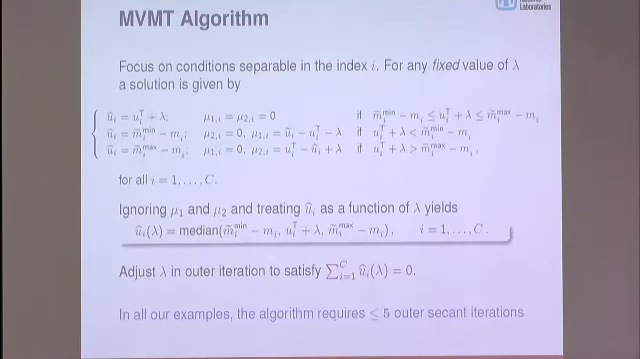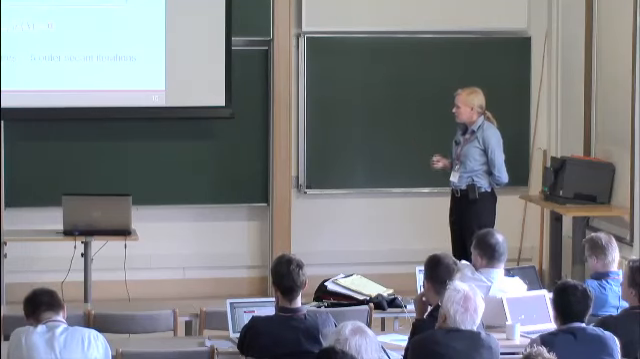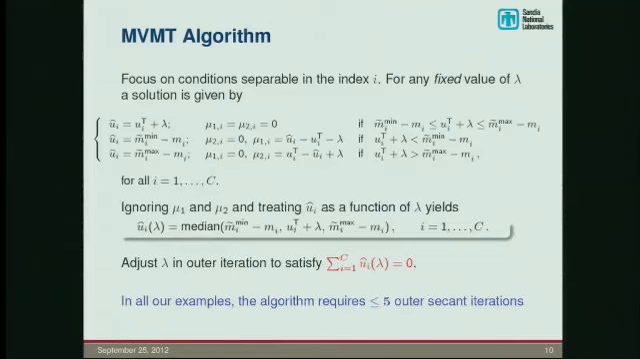So what we do is we focus on the separable part first, and we can actually get a solution as a function of lambda, the Lagrange multiplier for the mass conservation constraint. And then we adjust lambda in an outer iteration to satisfy that. And because of the structure of the problem, we're using a secant method that's very efficient, and we've always shown that it's been less than about 5 outer iterations for all the examples that we've looked at. And we do get exact mass conservation to machine precision with this.